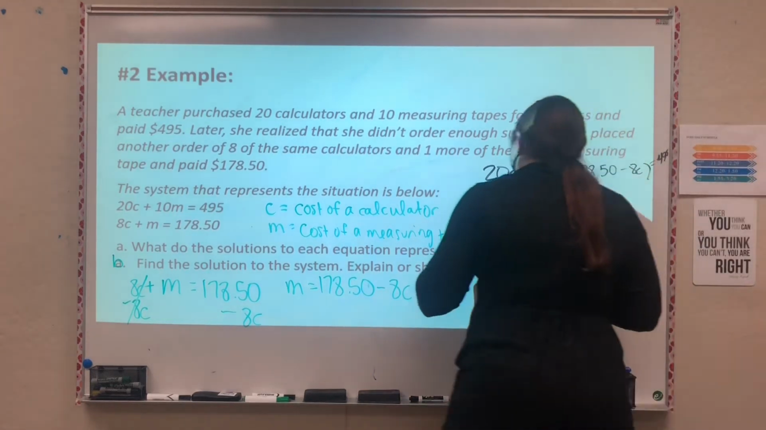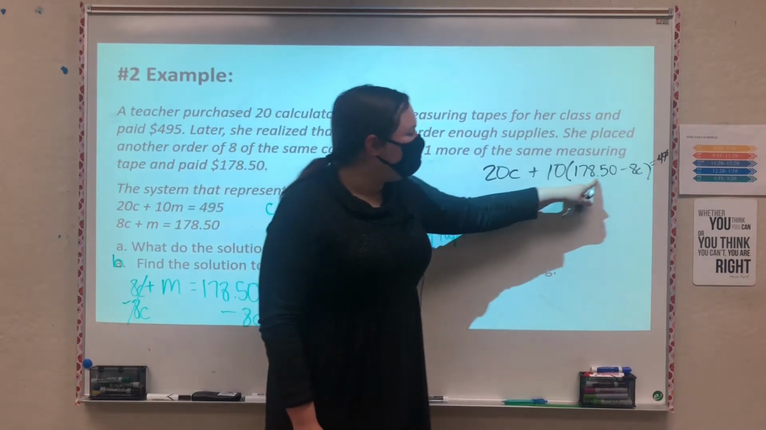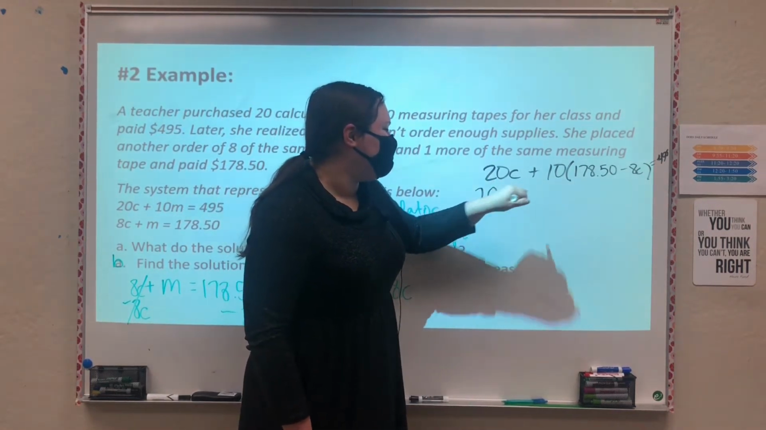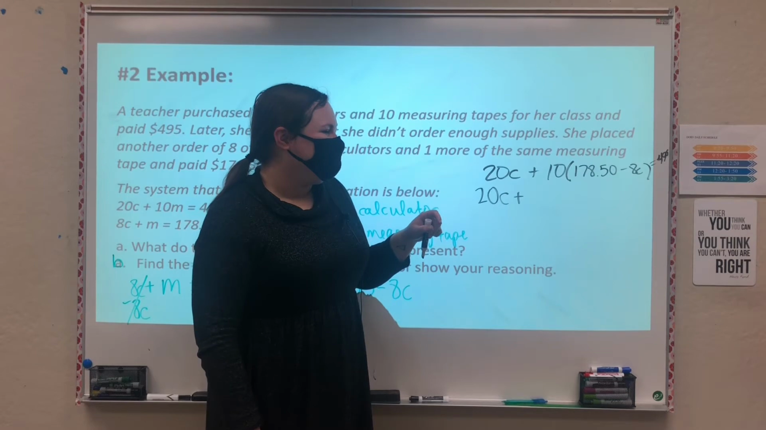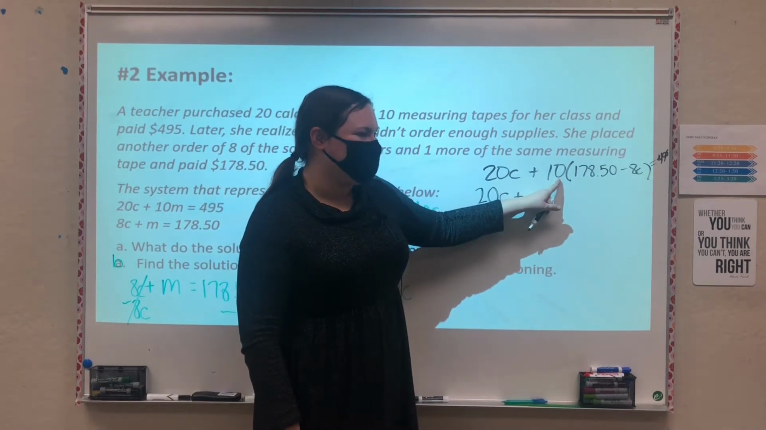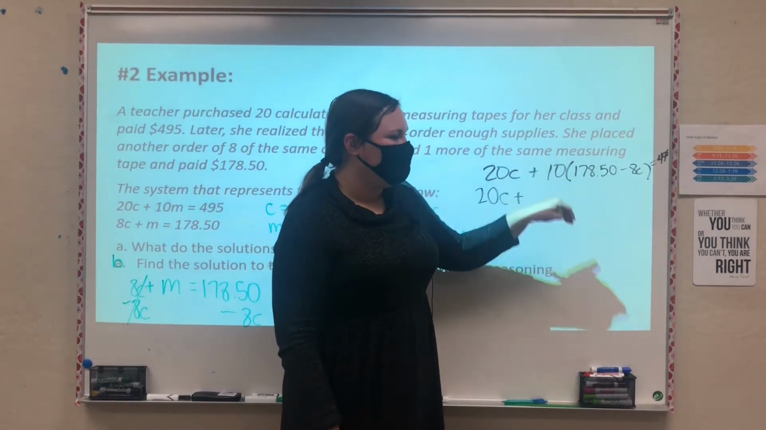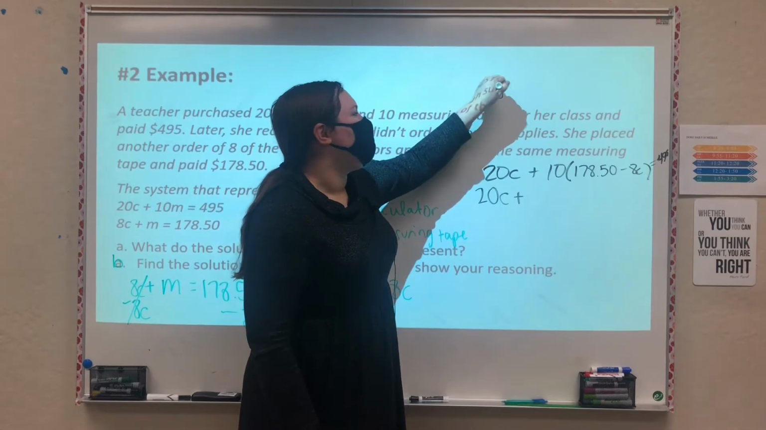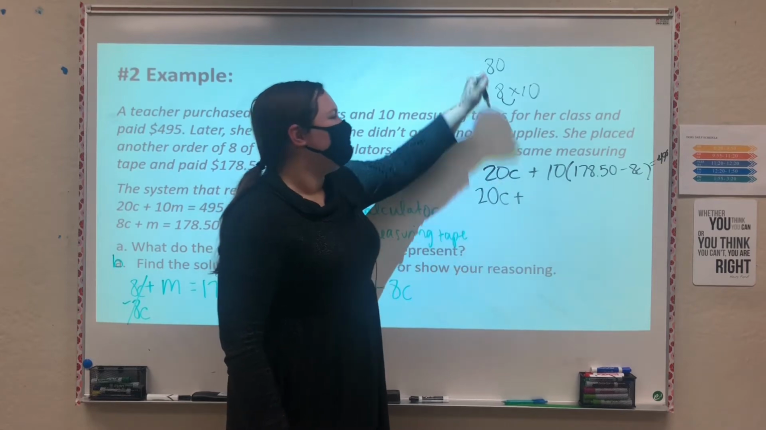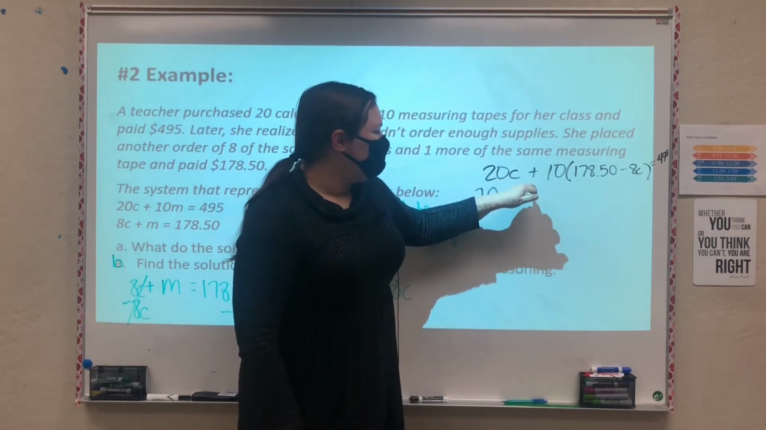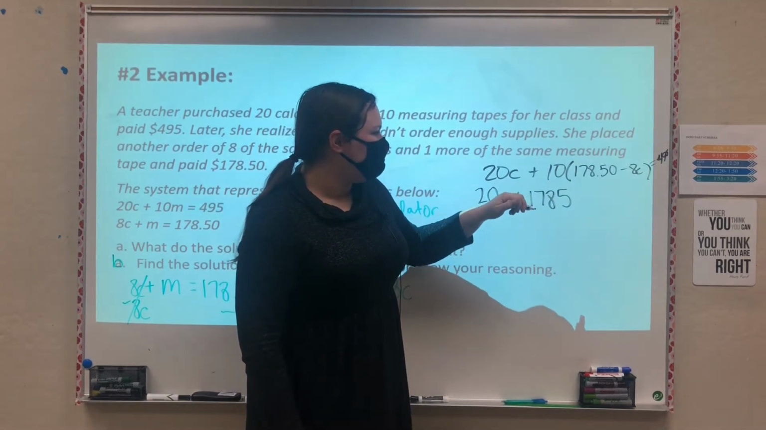From there? You would carry the 10. So it'll stay 20c plus 10 times $178.50. Do you know the trick when you're multiplying numbers that end with 0? If you're multiplying this by 10, it's just moving the decimal point over one place. Like 8 times 10 gives you 80. Same idea. So it's 1,785, equals 495. We're missing something.